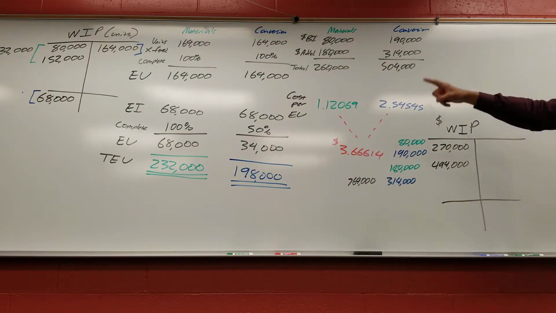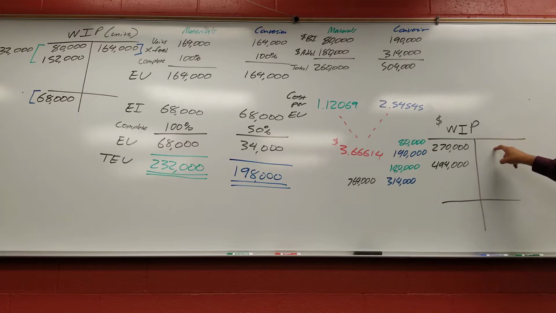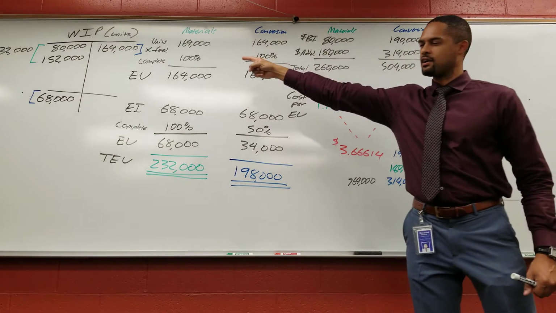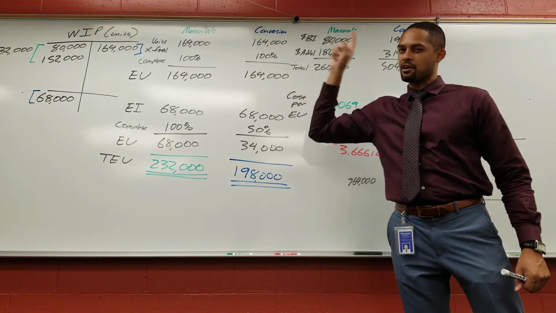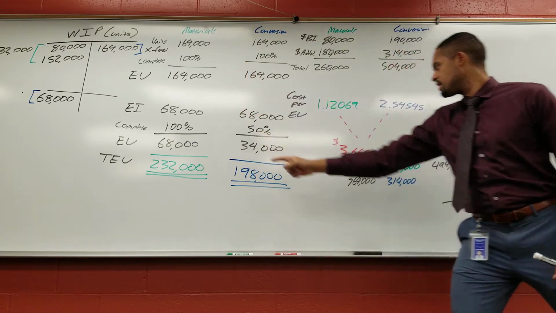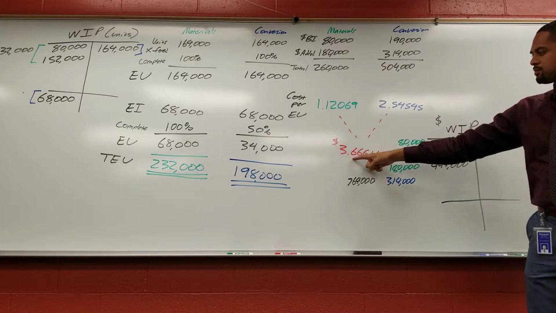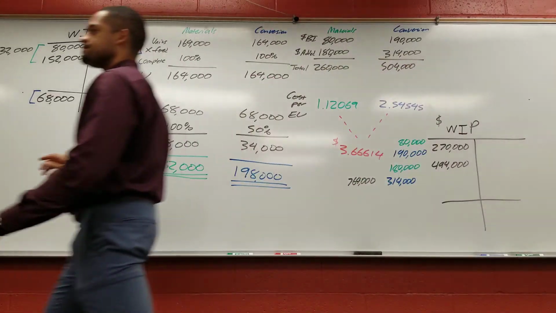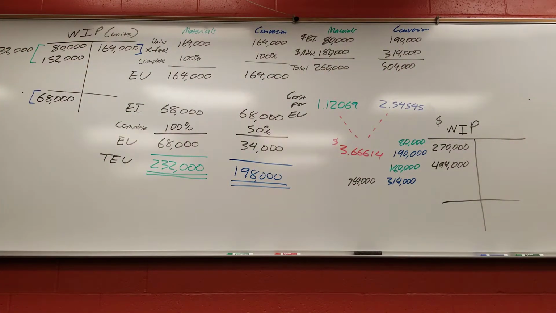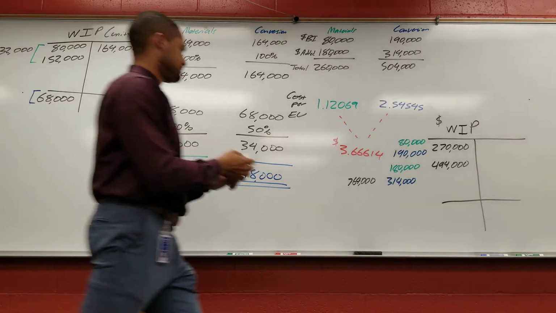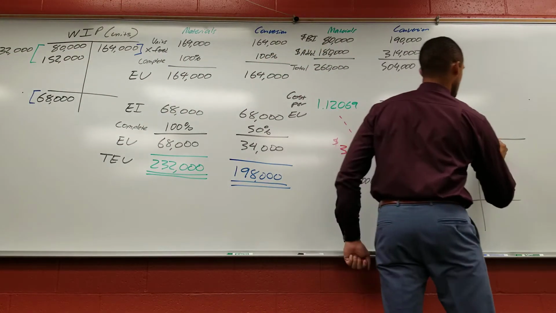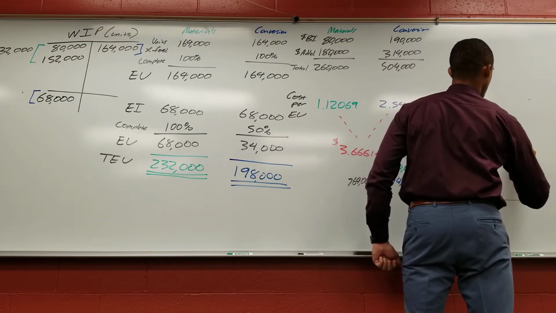What is the cost of the units transferred out? We transferred out 164,000 units, and our cost per equivalent unit is calculated right here. 164,000 times 3.66614 will get us 601,247 rounded.